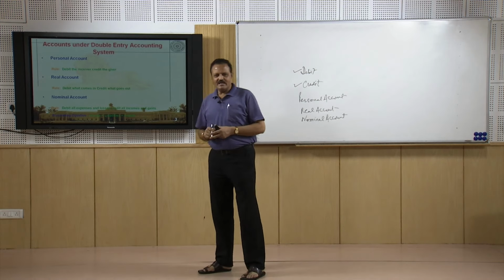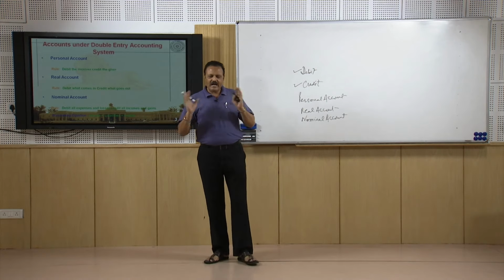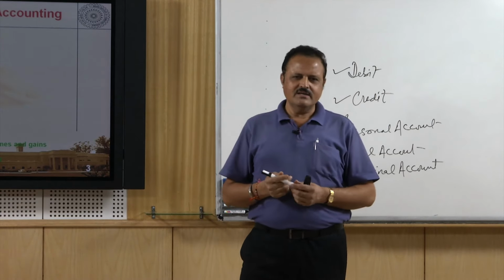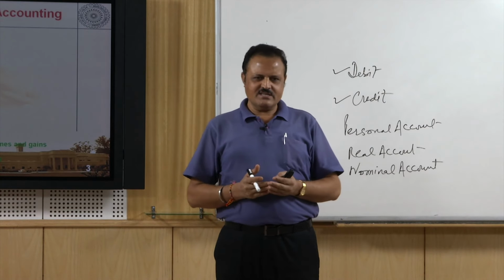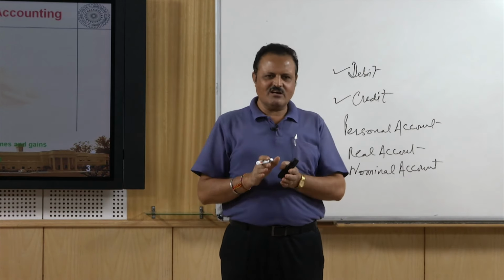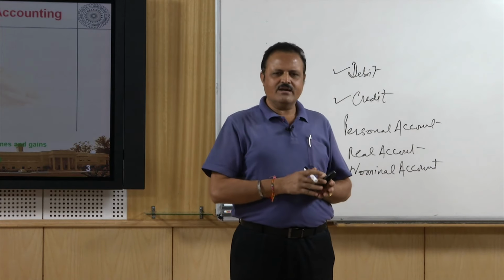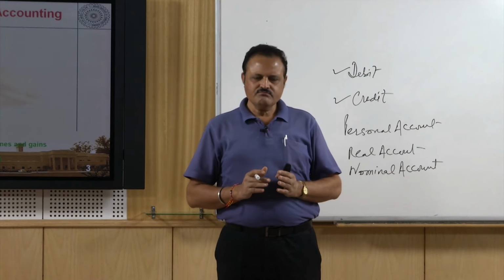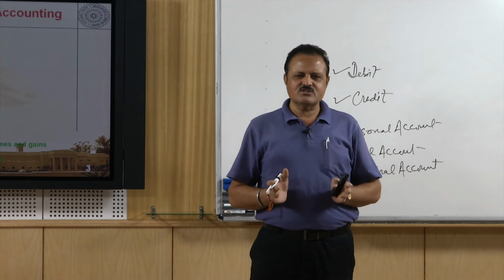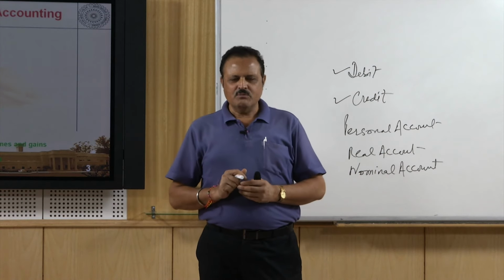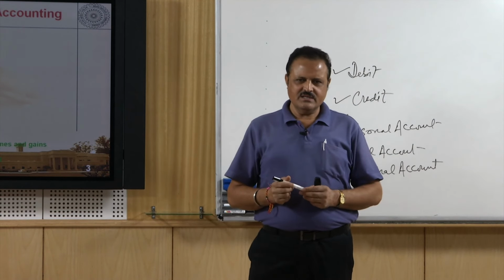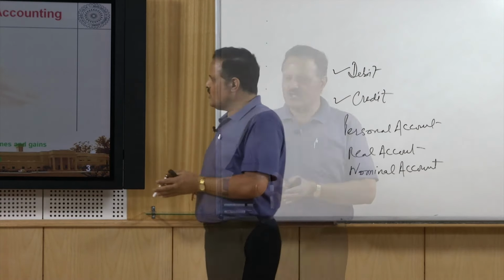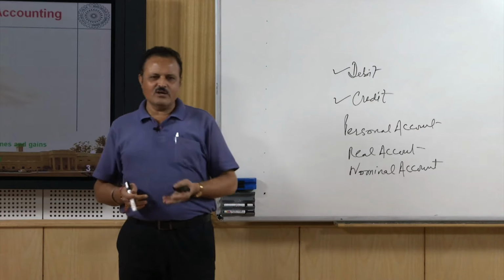And I would like to share with you that in the entire business world, in any business organization, maybe a transnational company, a multinational company, or a single man controlled organization, which we call a sole proprietorship, all the businesses only have three accounts: personal account, real account and nominal account. There is no fourth account. All the transactions we have to record under these three accounts.